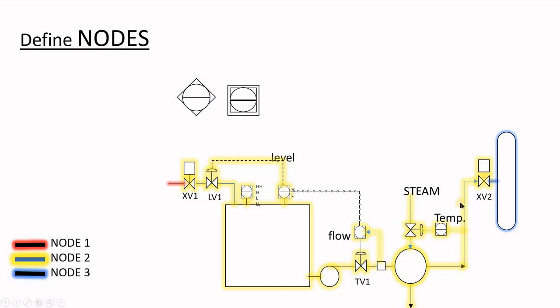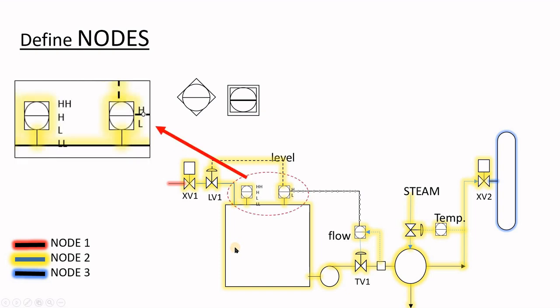So for node 2, we look at what can cause high pressure or high level in node 2. If you look at the tank, you find two level transmitters. One of them has high and low alarms. The second has high-high and low-low. Normally, high-high and low-low are associated with a trip or safety function, open a valve, stop a pump, and so on. The high and low are associated with alarms.